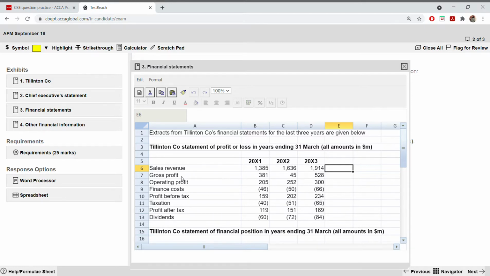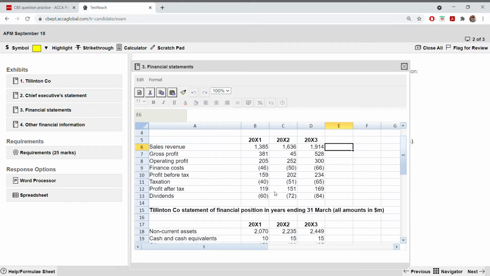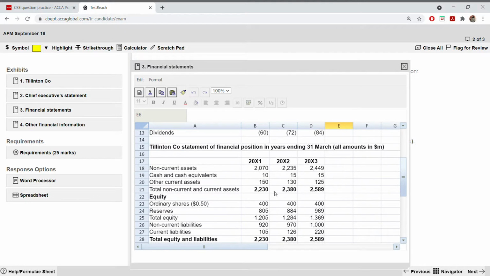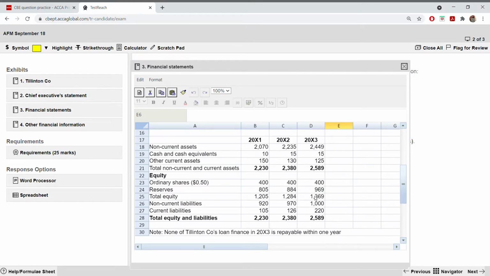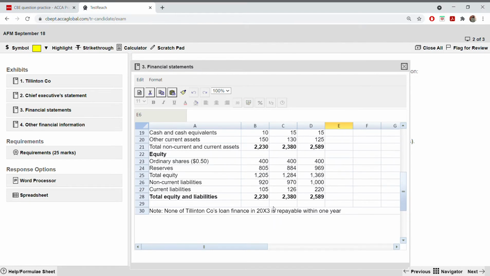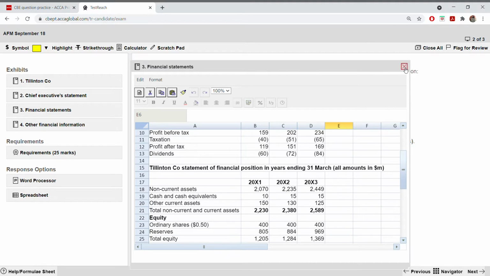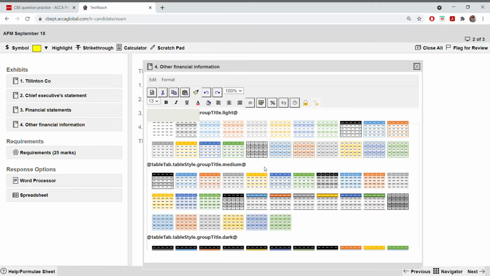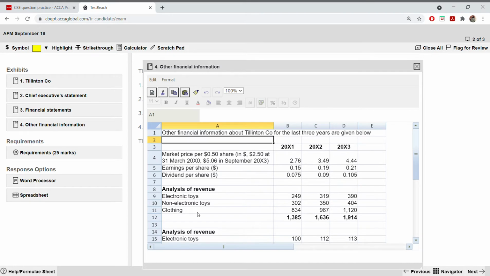Sales revenue, gross profit, operating profit, finance costs, profit before tax, dividends, and all. Then you have been given the financial position for the 3 years. Okay. So, next. We need this for our ratios and other financial information. What is it? These are some other financial information, right? Definitely, when you have to calculate your earnings per share, price earnings ratio, you need all this market price and all. That's why they have given you EPS, DPS. They have given to you, right?